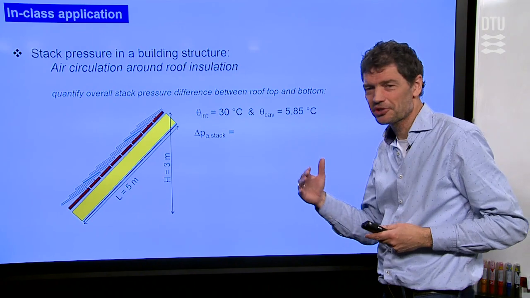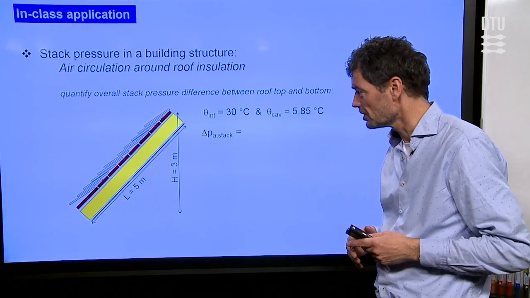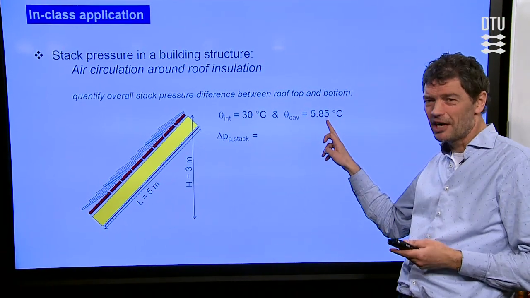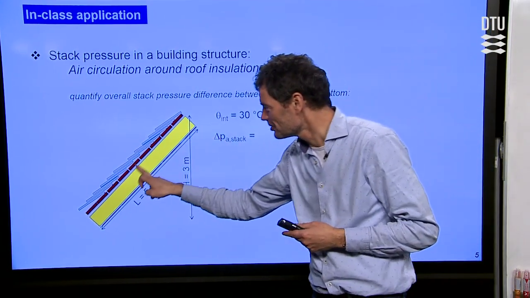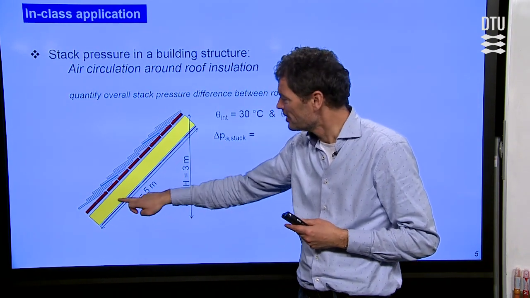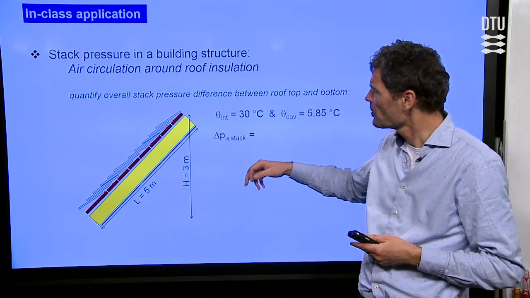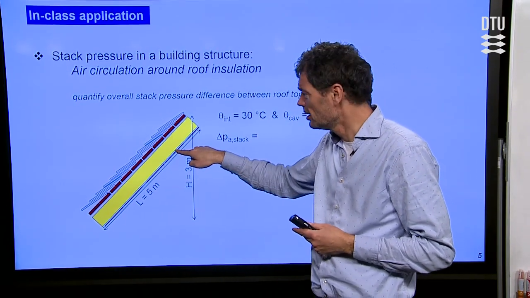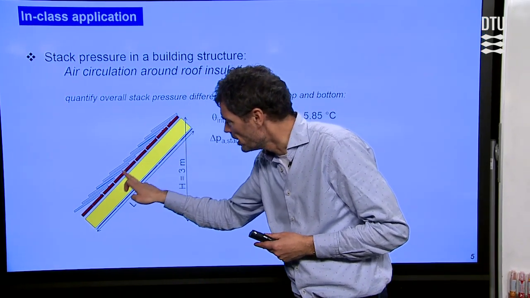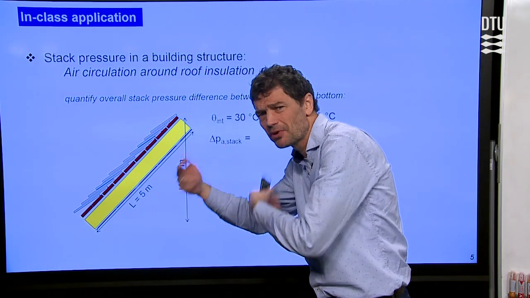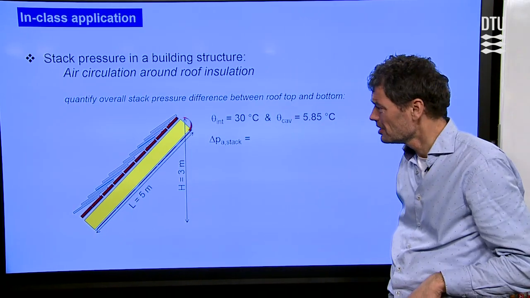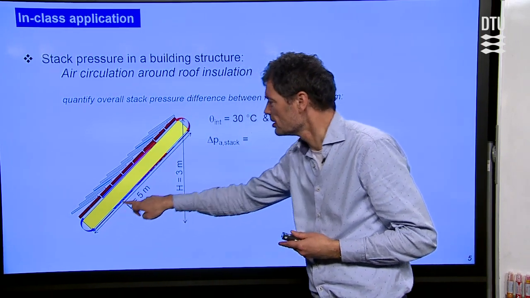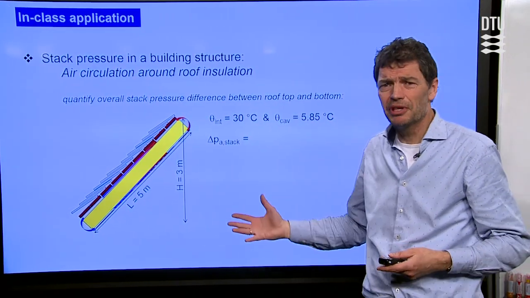It's a roof structure, so now it's only the structure where we have air circulation. It's an insulated roof, so it's cold on the outside. We have 5.85 degrees centigrade on the roofing outside of the insulation. And inside of the insulation, we have a small cavity where it's 30 degrees centigrade. So air in this cavity will be lighter than out here. Here it's more heavy, here it's more light, so we have possibilities for air circulation around the insulation as illustrated here. So air will flow down on the outside and up on the inside, driven by the stack effect.